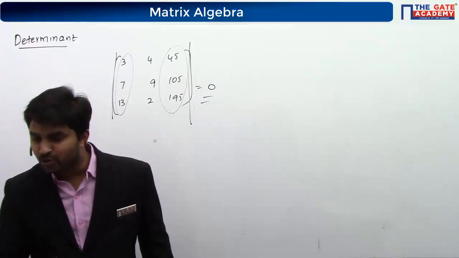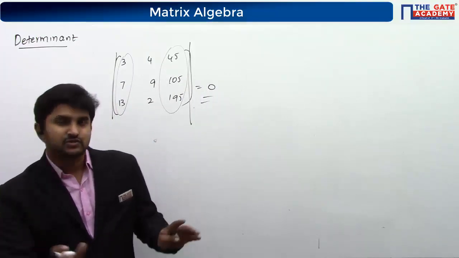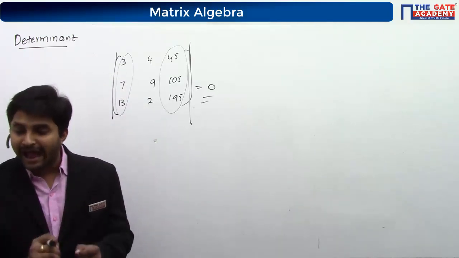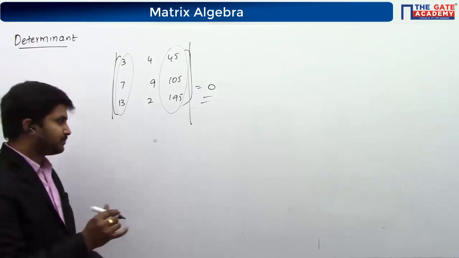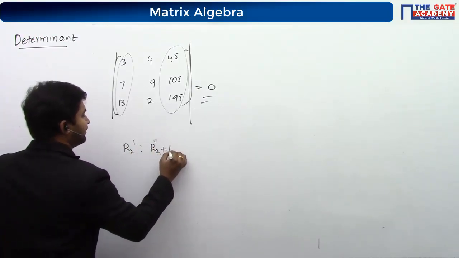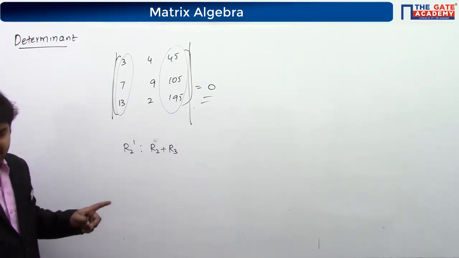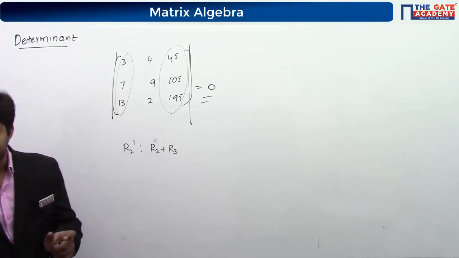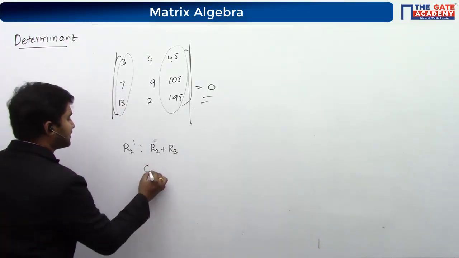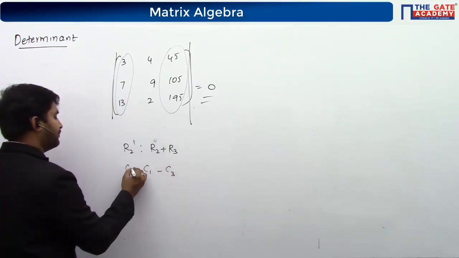But here, what is told? First part of the question: perform the operations on the matrix. So the matrix has been given and we have to perform the operations. Add the third row to the second row. So the second row is nothing but this. This is the operation that we have performed. And the second operation we have to perform is to subtract the third column from the first column.